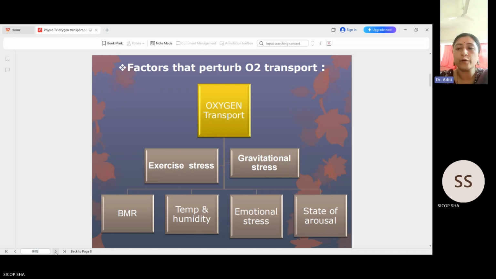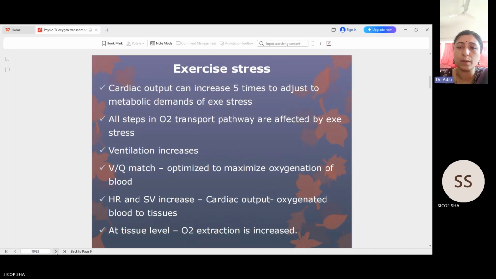So now let's talk about a few factors that perturb oxygen transport, or that can actually affect the oxygen transport. These various stresses are exercise stress, gravitational stress. BMR is also one of the factors that determines O2 transport. Then temperature and humidity, emotional stress, and state of arousal. So let's talk about exercise stress in a bit of detail.